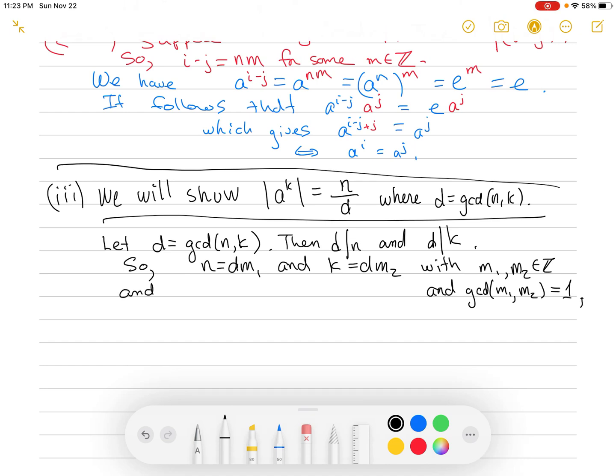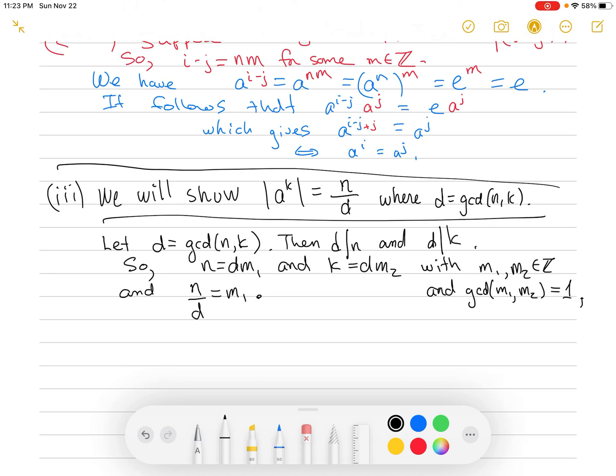And also, I want to write that n over d is m1. That's going to come in useful later on. So n over d is m1.